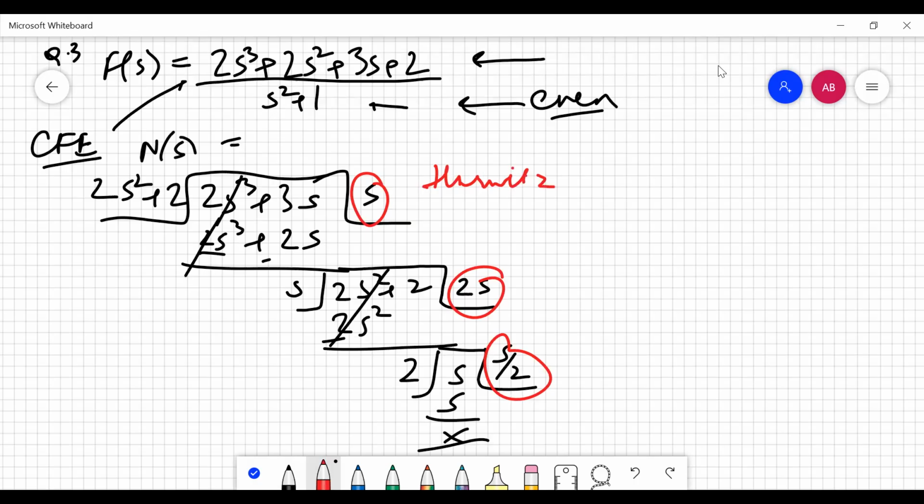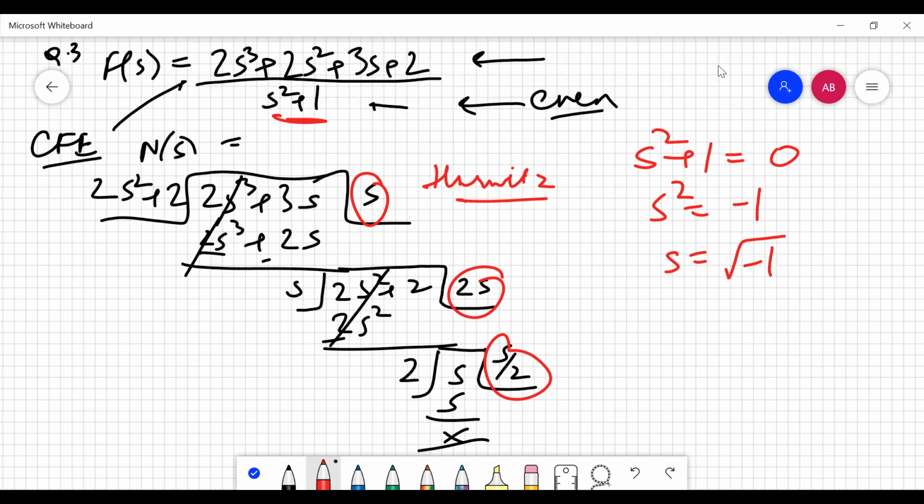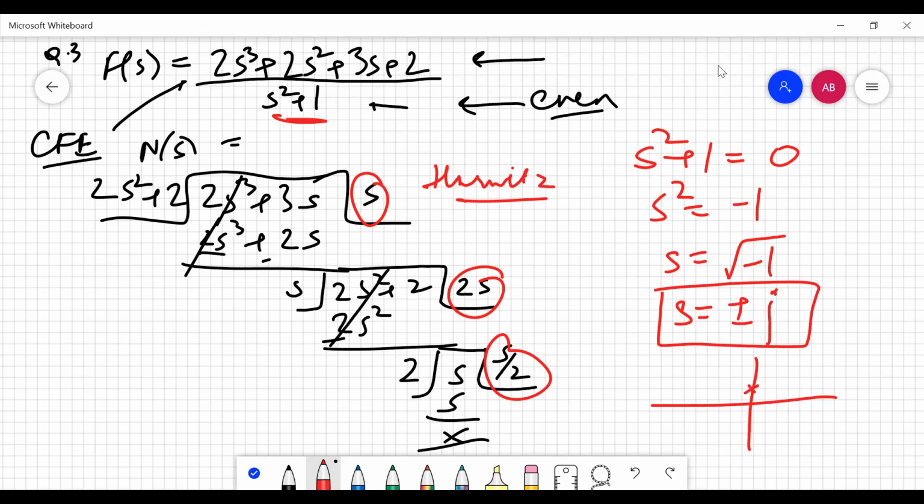Now we need to check out the poles. Just see here that s square plus 1 equals 0 is going to give you s square equals -1, and s is going to be the square root of -1, and you all know the value of the square root of -1, that is equal to plus minus j. As soon as you know that your value is coming out to be on the imaginary axis, you need to calculate the residues. So let's go on to the partial fractions and find out the values of a and b.